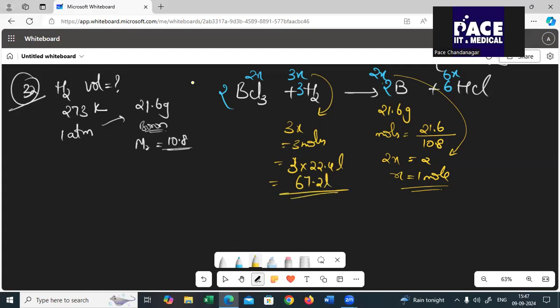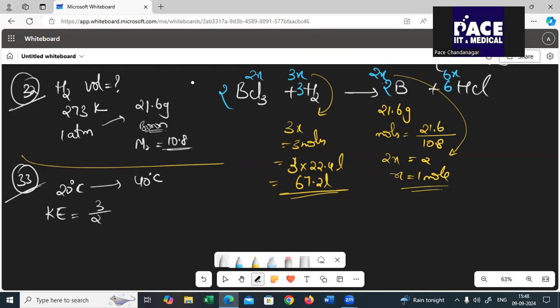This is definitely your stoichiometric question. All right. Then 33. As the temperature is raised from 20 degrees Celsius to 40 degrees Celsius, average kinetic energy of neon atoms changes by what factor? Average kinetic energy, that depends on temperature. Yes, kinetic energy is equal to 3 by 2 RT. KE1 is equal to 3 by 2 RT1. KE2 is equal to 3 by 2 RT2. I say divide. Okay, always this ratio. KE1 by KE2 is equal to T1 by T2.